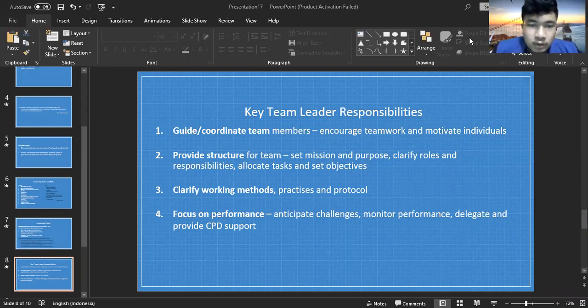Second, provide structure for the team. You must set mission and purpose, clarify roles and responsibilities, allocate tasks, and set objectives. Next, clarify working methods, practice, and protocol, and focus on performance. Anticipate challenges, monitor performance, and delegate and provide CPD support.